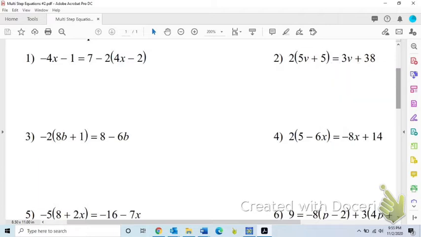Number 3, we're going to distribute that negative 2. Negative 2 times 8b. Remember, we need to distribute not just the 2, but the negative 2.